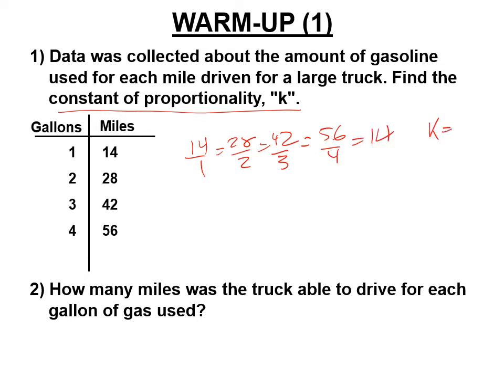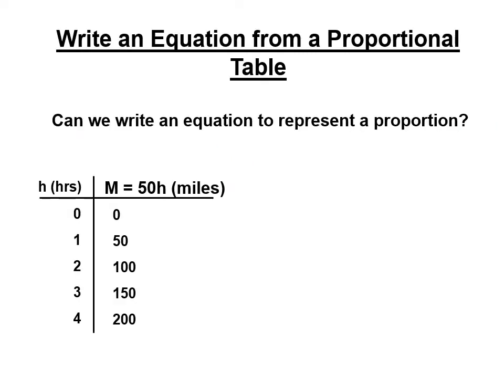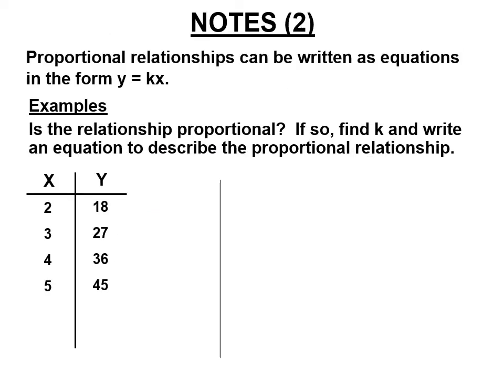So K equals 14. So the unit rate here was, right, that's K, and the unit rate is 14 miles per gallon. Right, and that's what, how many miles was the truck able to drive for each gallon of gas used? 14 miles for each gallon of gas used, 14 mpg. So we're going to write an equation that looks like that, as m equals 50h from a table.